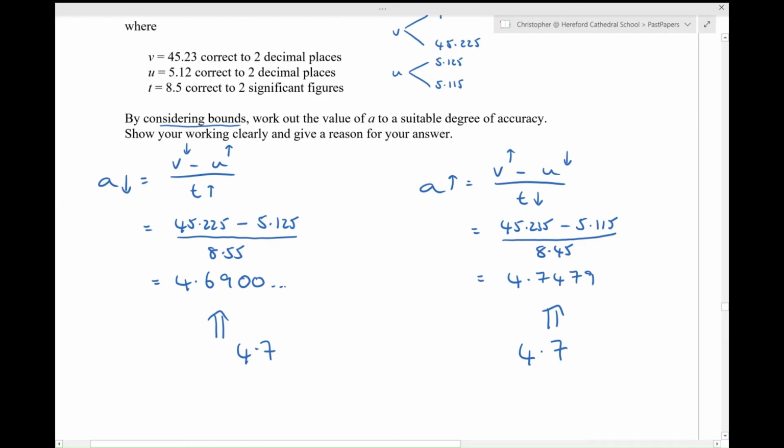So that's looking good. Can I take it to two decimal places? I can't, because if I take each of those answers to two decimal places, I'm going to get a different answer. So what can I say about the value of a? I can say that a is definitely 4.7 to one decimal place, but I can't take it any further. And so I'm best off saying that a is 4.7 to one decimal place, because both of my possible answers give me 4.7 to one decimal place.